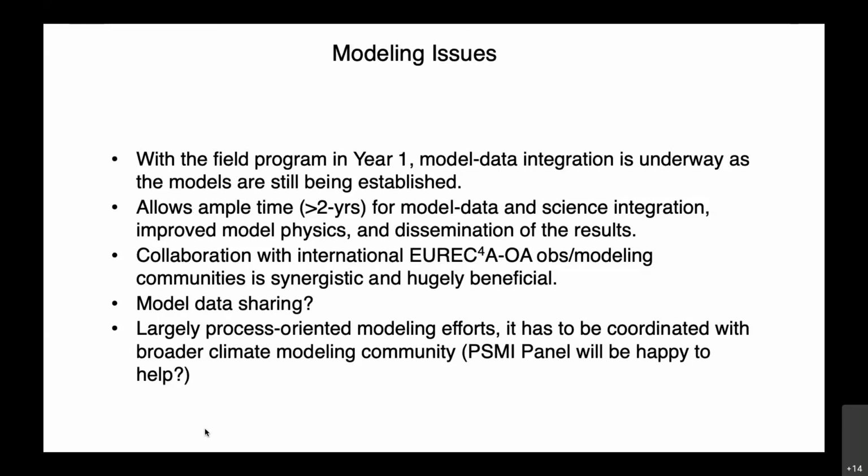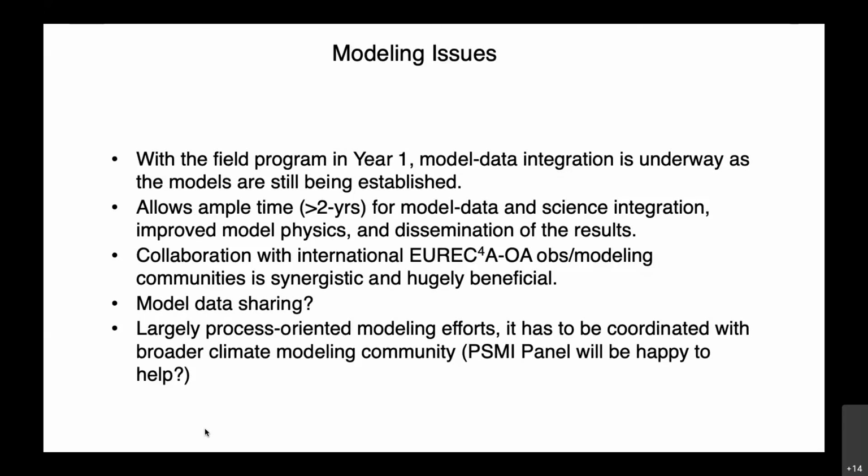And we have enough time to improve the model physics and actually set up the model according to what we observed in the observation field campaign, and then plenty of time to disseminate the result through the improved parameterization. I should say that collaboration with the international EUREC4A community is hugely beneficial. I think they are doing very complementary analysis and modeling effort, and it's extremely synergistic, and we benefit from such collaboration.